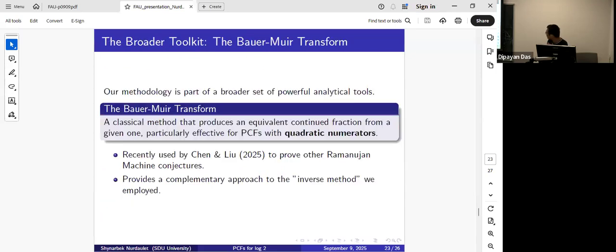And there is another method. One of the methods for finding families of continuous fractions is called the Bauer-Muir transformation. It was first done by Bauer, and after I think 4 or 5 years it was extended by Muir, and overall we get the Bauer-Muir transformation. This is an acceleration method for polynomial continuous fractions. As I told, Apéry proved the irrationality of zeta 3 by accelerating its polynomial continuous fractions, and one way to do that is repeatedly using the Bauer-Muir transformation.